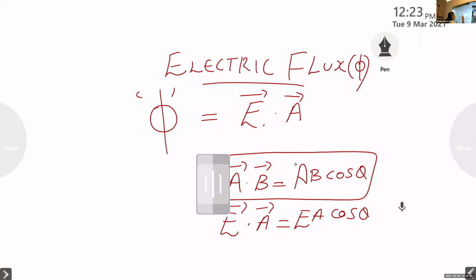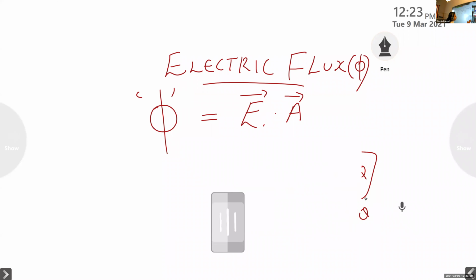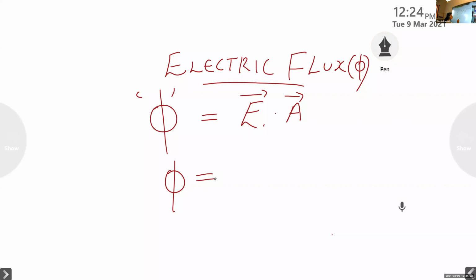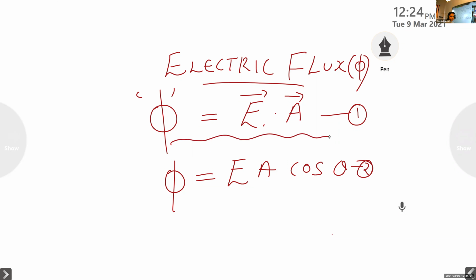So what happens to our first equation? It can also be written as phi, the electric flux, is equal to EA cos theta. Clear? The first equation changes into this form. So from this equation we get another definition for our electric flux. What is the other definition for our electric flux?